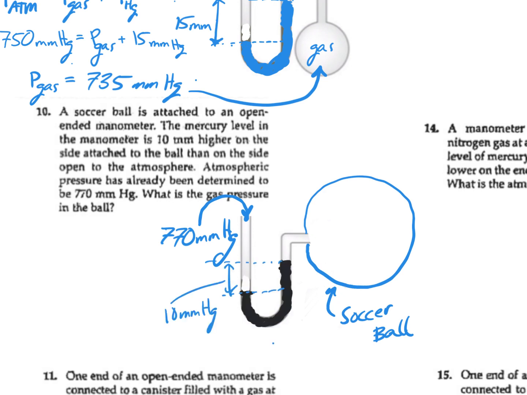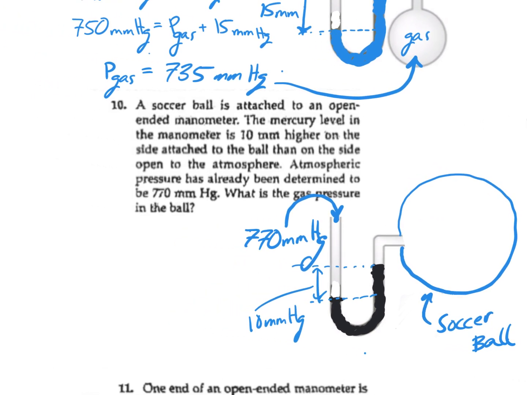Okay, so I added the rest here. I changed the mercury. The mercury is now 10 millimeters higher on the soccer ball side. So if I was to write out this entire equation, I need to get a little bit more room. The pressure of the atmosphere equals the pressure of the gas inside the soccer ball, I'll say SB for soccer ball, plus the height of the mercury on the soccer ball side, so the pressure due to the mercury, which is in millimeters of mercury.